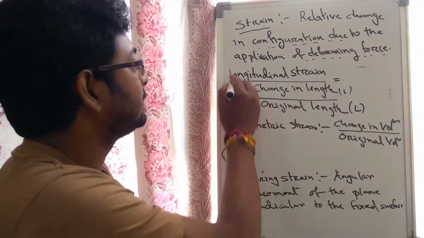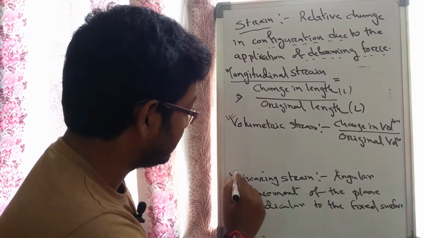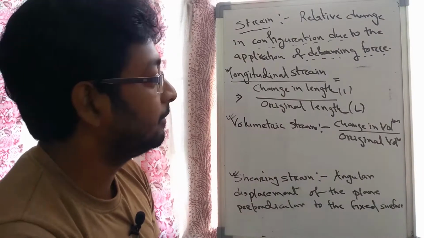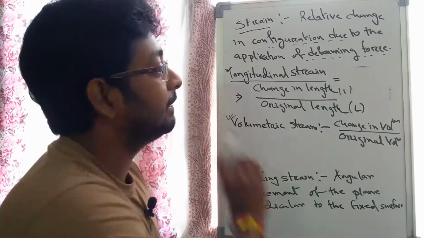Now, strain is also of three types. One is longitudinal strain, another is volumetric strain, and another is shearing strain. So, what is longitudinal strain? Longitudinal strain is the change in length divided by the original length.